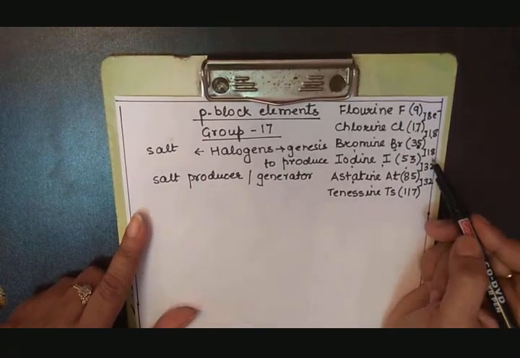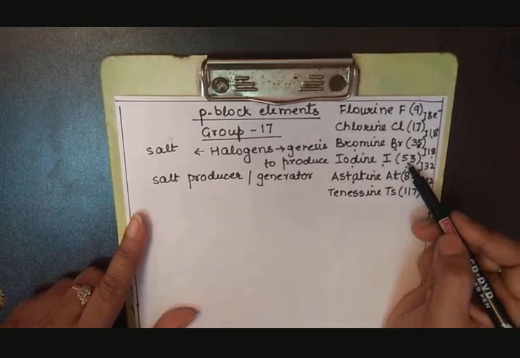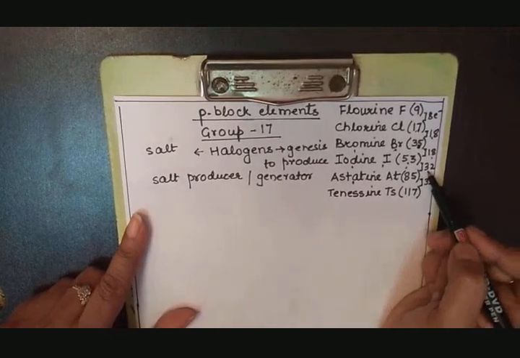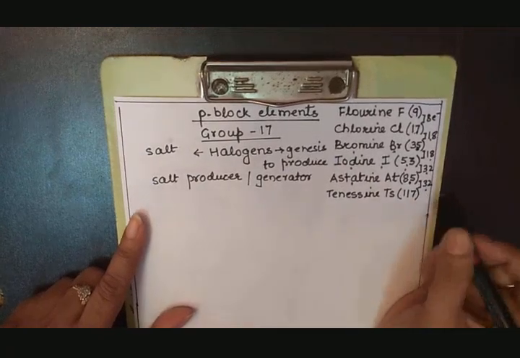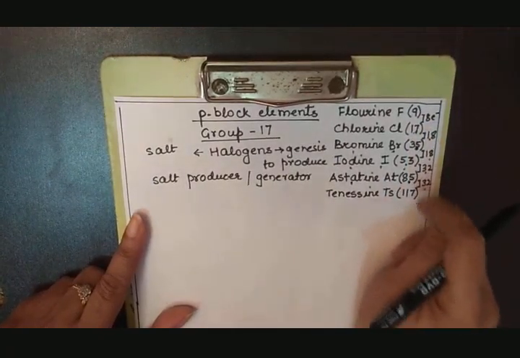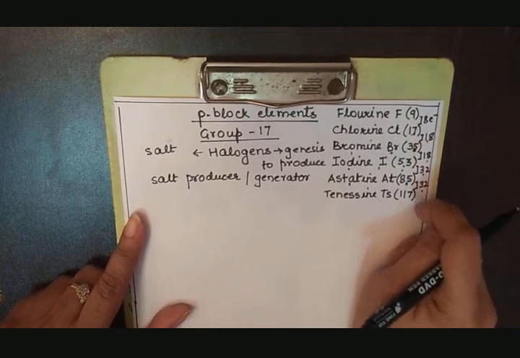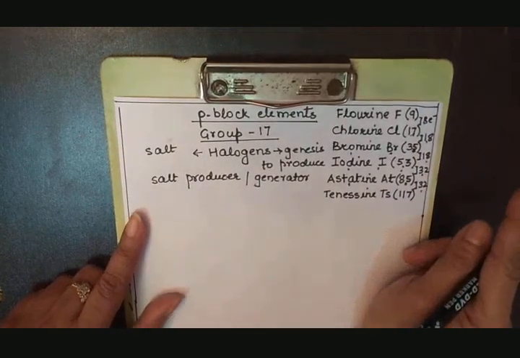Then again add 18 electrons, so you will get the atomic number of iodine. Then add 32, so you will get the atomic number of astatine. Again 32, you will get the atomic number of tennessine. So there is no need to memorize, this is a trick, you can remember the atomic numbers of all the elements.